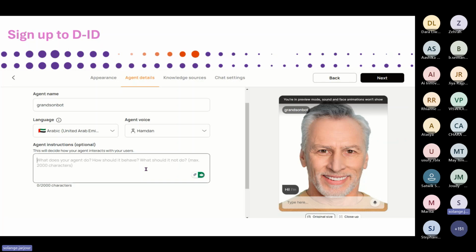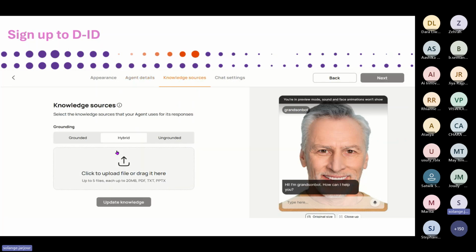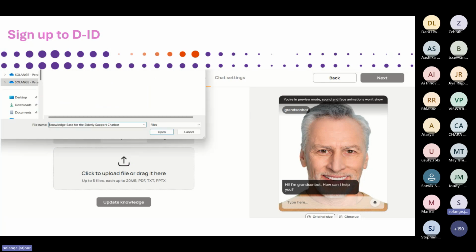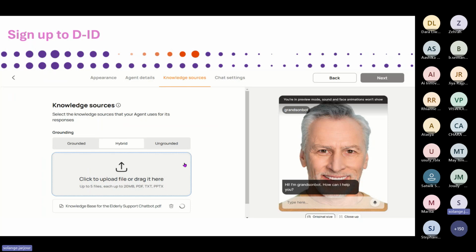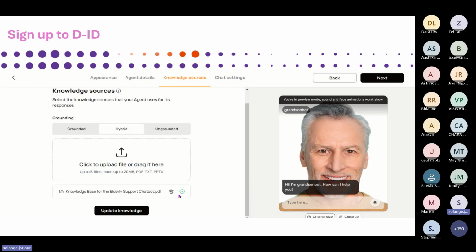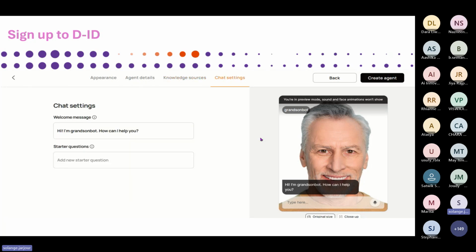Now here you have to give instructions. So what this agent is supposed to do. He's supposed to answer questions related to elderly people. They can use from the internet. And here again, I will upload my knowledge base. The same knowledge base that I used with the other chatbot, I upload it over here. But when you do testing, you feel that your knowledge base is missing information. So go ahead and add more.